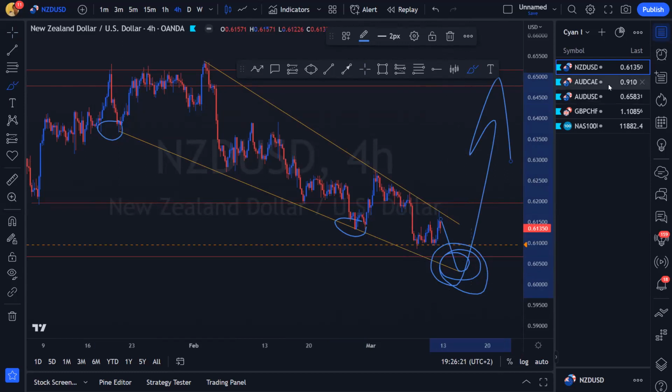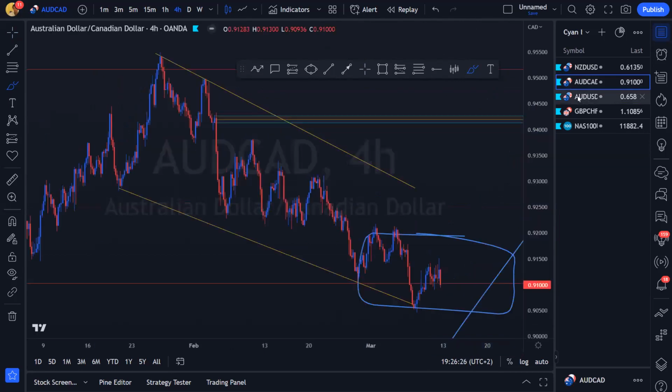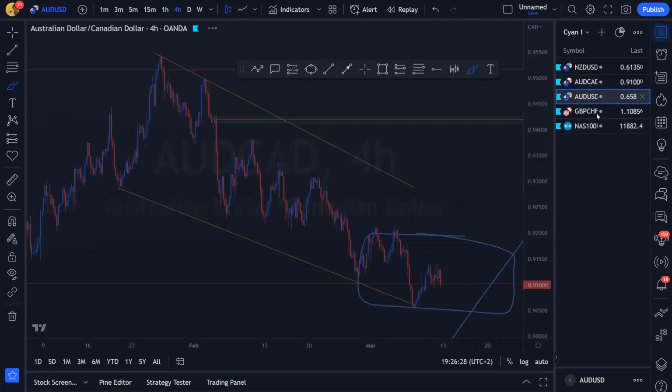Aussie CAD, we've spoken about Aussie CAD already. We're nice and bullish on this pair. AU, we've spoken about AU already. We're nice and bullish on AU.